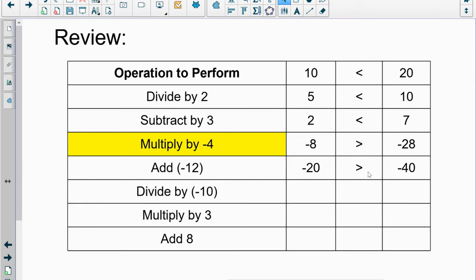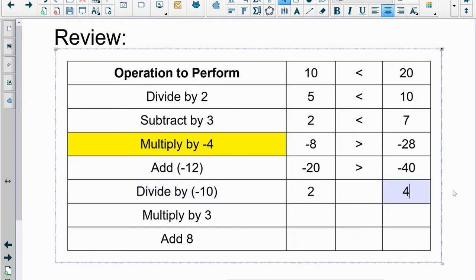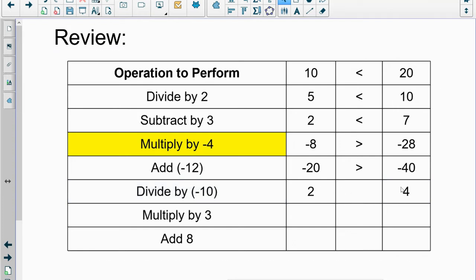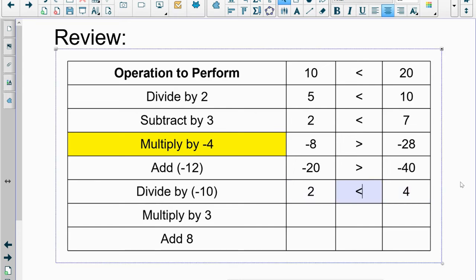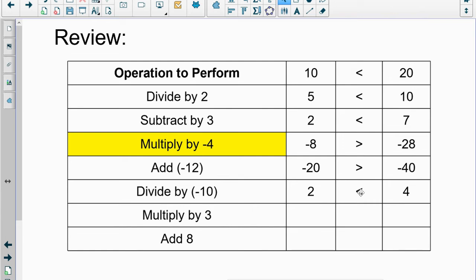No change there. Next, we're going to divide by negative 10. So we're going to take the numbers in the previous inequality statement and divide each number by negative 10. Negative 20 divided by negative 10 is 2. Negative 40 divided by negative 10 is positive 4. And when we compare these numbers, we see that 4 is bigger, 2 is smaller. So we would use the less than symbol to complete the statement. 2 is less than 4.